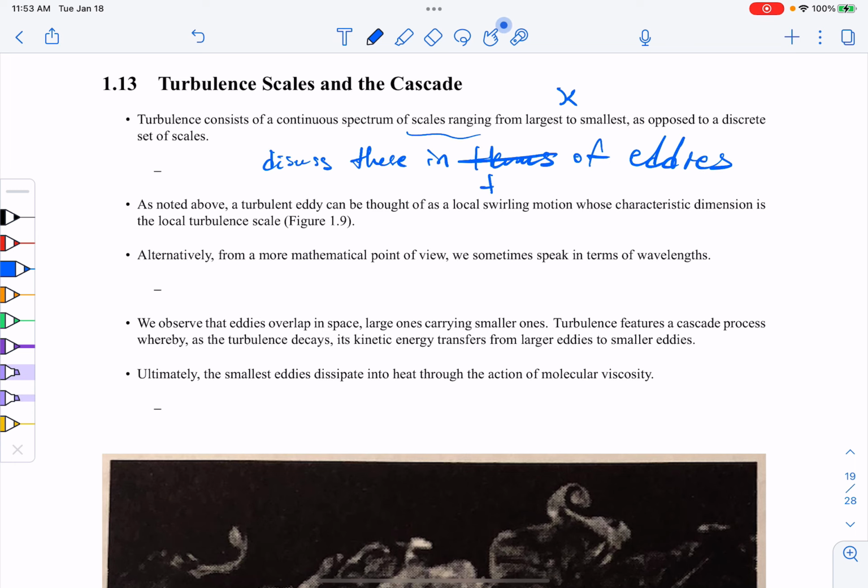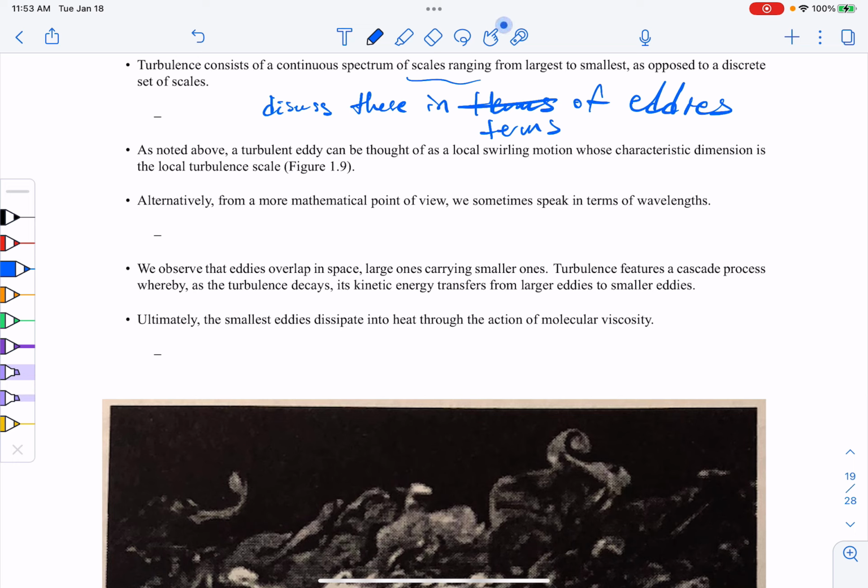And it's often asked, like, well, what is a turbulent eddy? Well, here's one particular definition. A turbulent eddy might be some sort of local swirling motion whose characteristic dimension, like length or time, is on the order of the local turbulent time scale. And so you might have a laminar vortex. That's not really considered turbulent. What's the difference between a turbulent vortex and a laminar one? I suppose if it has the condition of chaos.